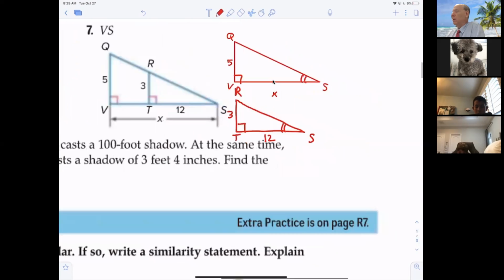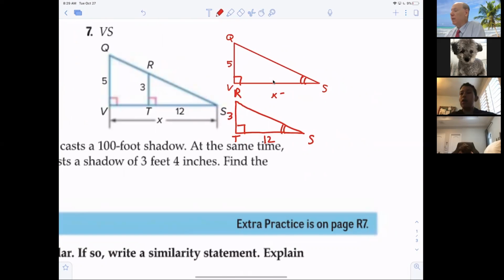Now, everybody should be able to look and say, well, RS, or I'm sorry, VS is what? I'd want everybody to look at that and just say, obviously it's what? We don't have to do any work. Wow, maybe I'm wrong. How do I know it's 20? How do I know that? 12 plus 3. You can set up a proportion, but you don't really need to set up a proportion if you're observant. How do I know that?